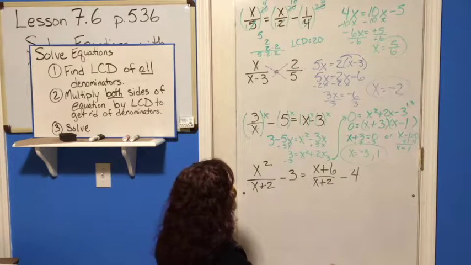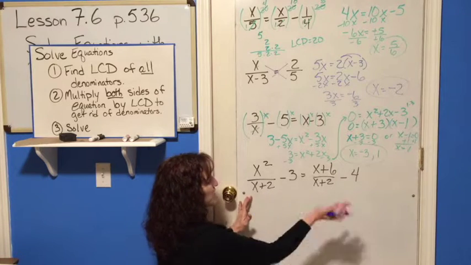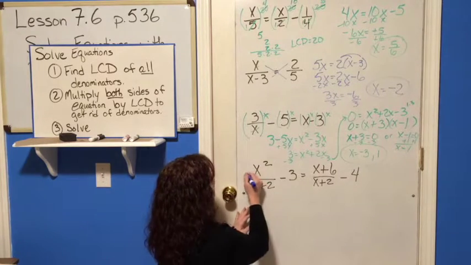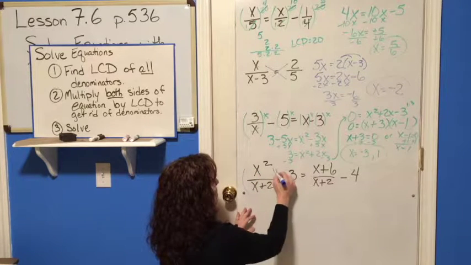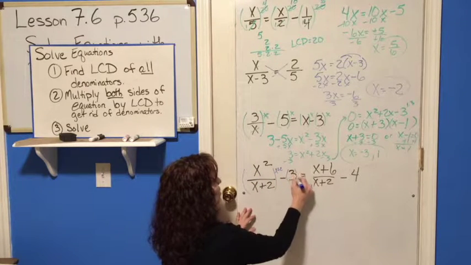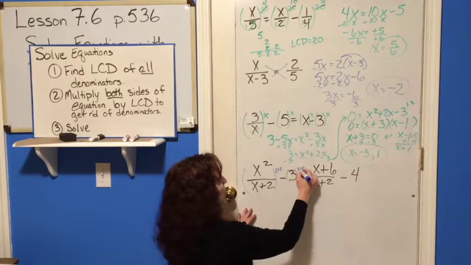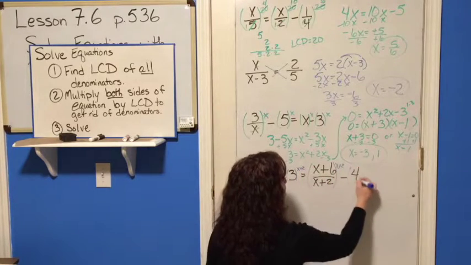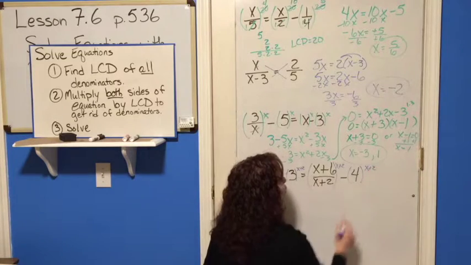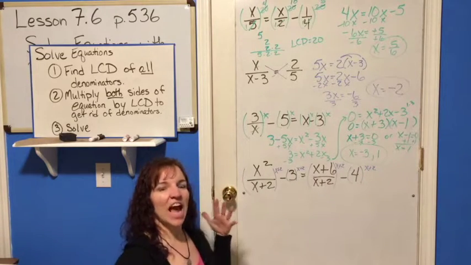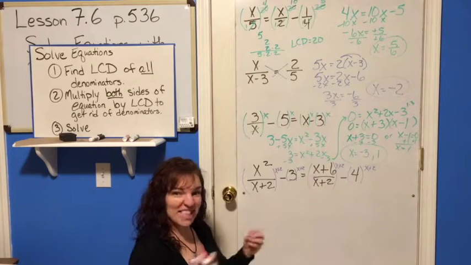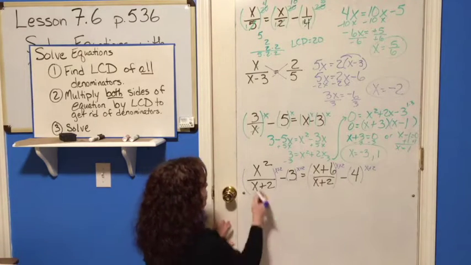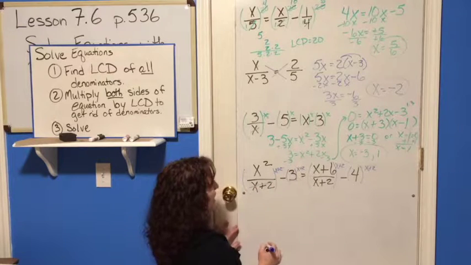All right, in this case, your denominators are all just x plus 2, right? Easy. So that means that we're going to multiply everything times x plus 2. Remember, this whole thing times x plus 2. This whole thing times x plus 2. And this whole thing times x plus 2. Don't forget, everything in that entire equation has to be multiplied by the same thing in order for your equation to stay the same. So your x plus 2's cancel here.